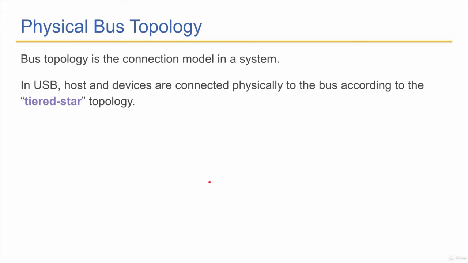In USB, host and devices are connected physically to the bus according to the tiered star topology, or let's say the connection model of the different devices to the host over USB is called star topology.